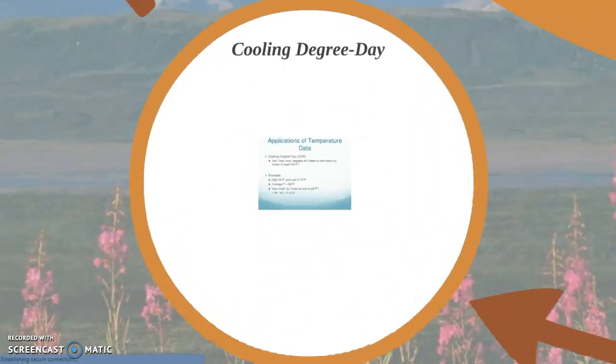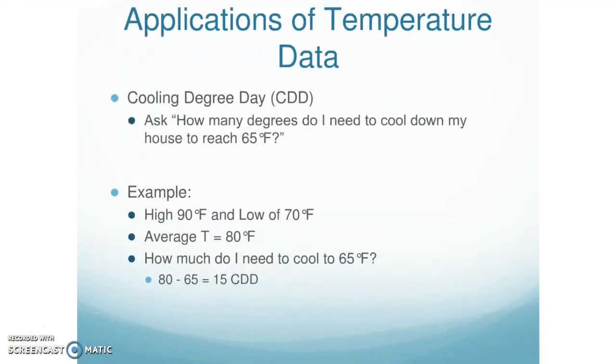Cooling degree days work the exact same way, just opposite. How many degrees do I need to cool down my house to reach 65 degrees Fahrenheit? So again, take a simple example, high of 90, low of 70, that means the average temperature is 80. So if I go from 80 down to 65, that means I drop the temperature by 15 degrees. It is a 15 cooling degree day.